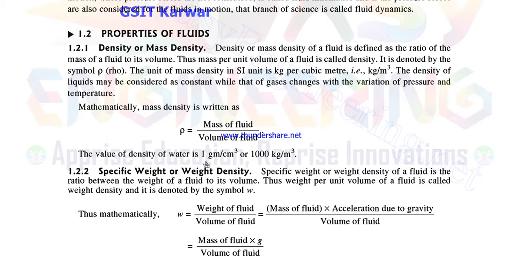The value of density of water is 1 gram per centimeter cube or 1000 kg per meter cube. This value is standard. How did we get this answer? By experiment and research work we got this value. It is a universal constant. In India the density of water is 1000 kg per meter cube, and if you go to USA you get the same answer, 1000 kg per meter cube. That is the standard value.